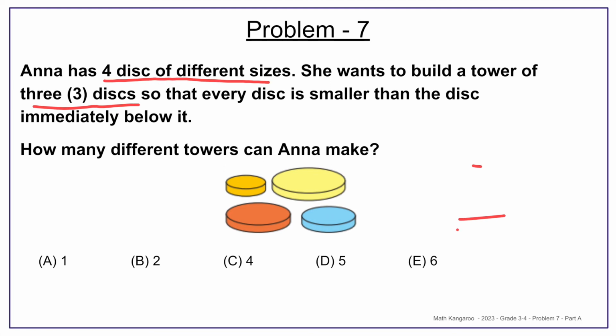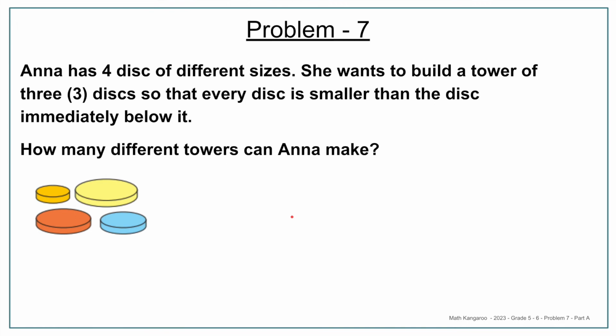Let's break it down step by step. Now we will count the possible selections. Before that, let's mark our discs. So the largest we will mark as 1, then the orange 2, 3, and the smallest 4. We leave out disc 1. So what kind of tower can we build? We can build using 2, 3, and 4. Then second, we'll leave out disc 2. We will use 1, 3, and 4.